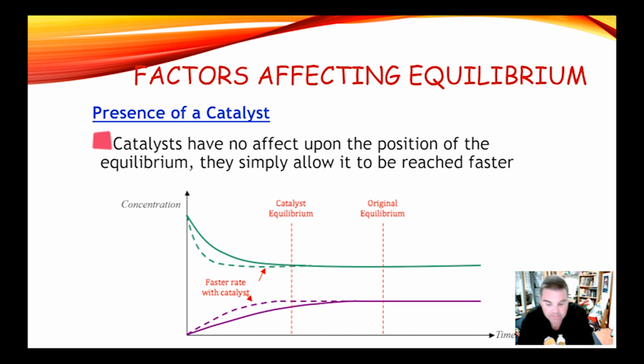Out of this video, you need to make sure you understand the concept of Le Chatelier's principle, where an equilibrium will shift to counteract a change that you bring into it. There are three main changes: changes in concentration, changes in pressure, and changes in temperature. You need to understand how an equilibrium is affected by each of those changes and be able to draw those graphs similar to what I've done today.